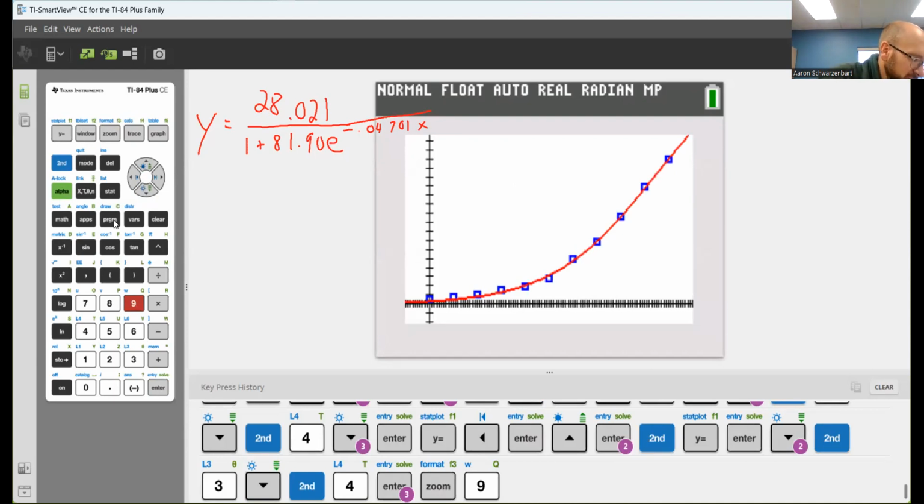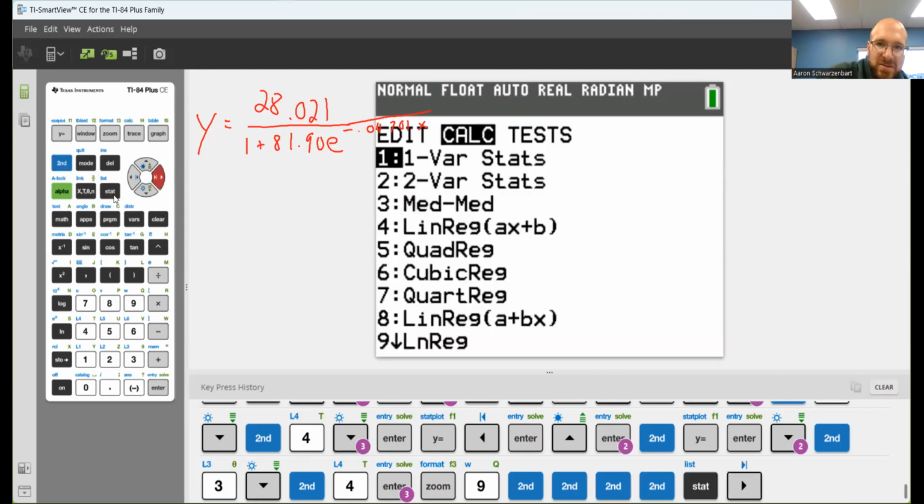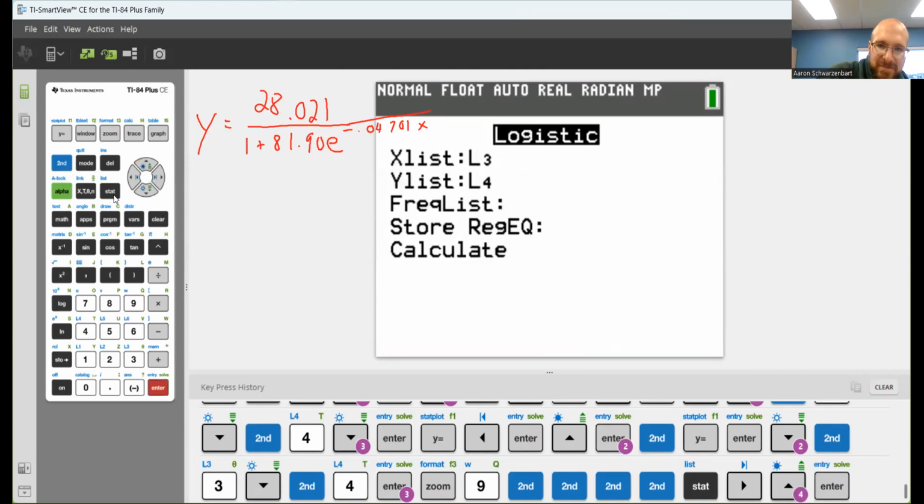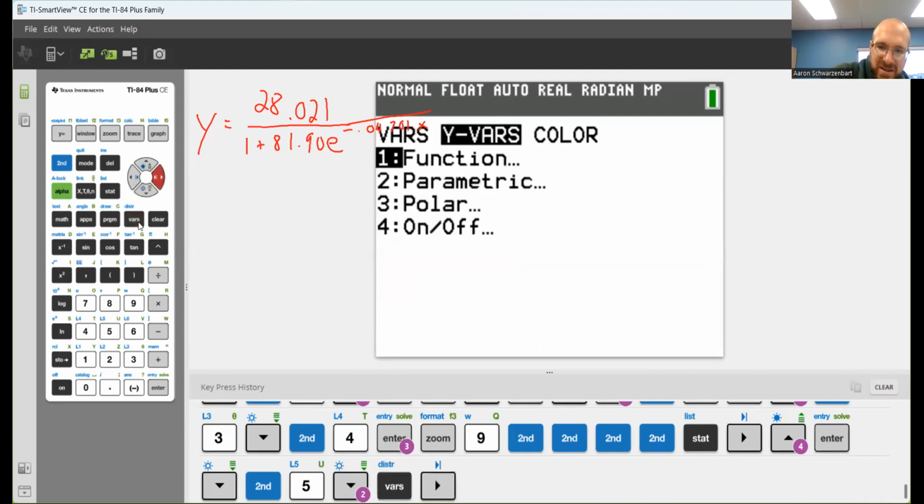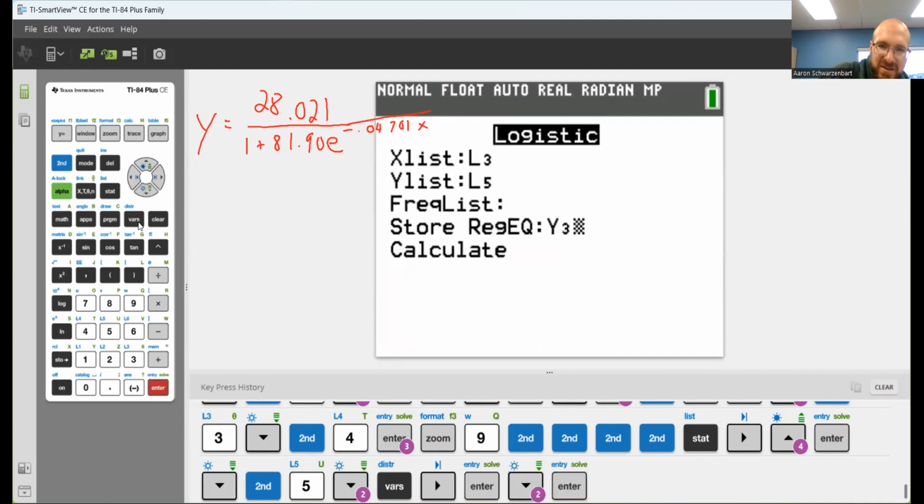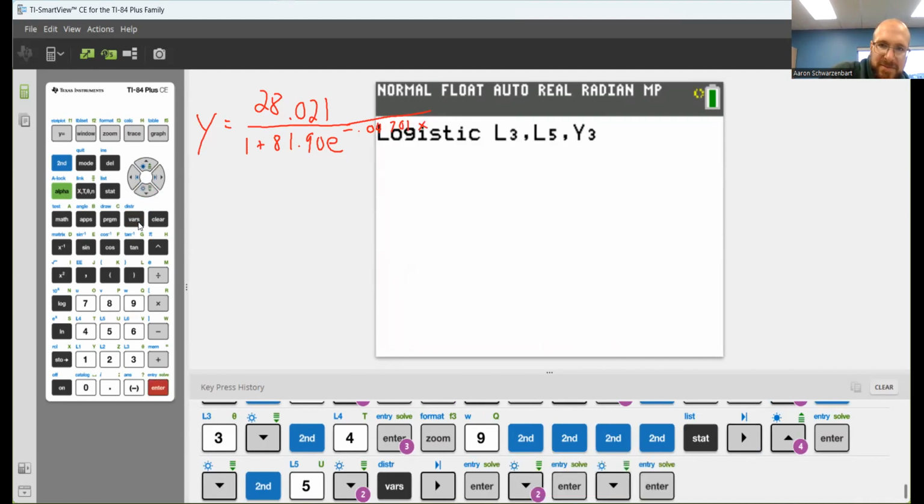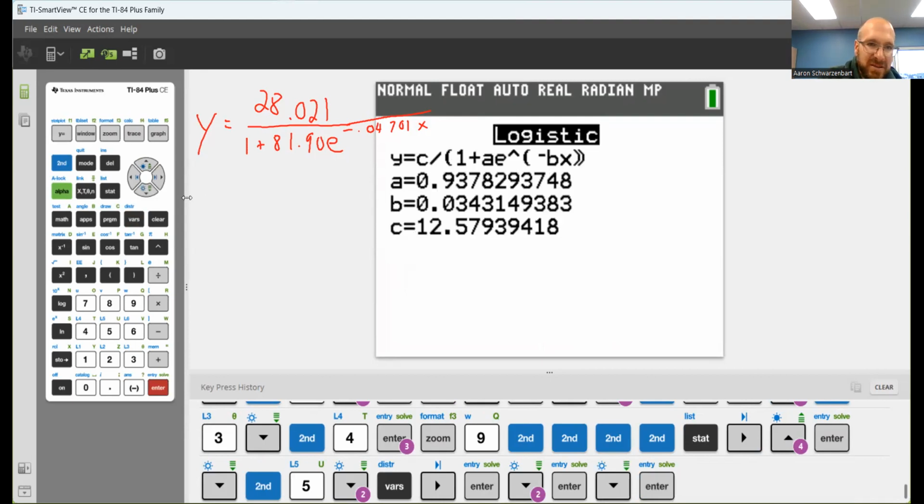But I'm going to go ahead and compare, put Pennsylvania's on here too. So Pennsylvania, I've entered into L5. I'm going to go over to stat. I'm going to calculate a logistic again. Except instead of L3, L4, L3 is still the X, but L5 here is the Y. I'm going to store my regression equation in Y3.